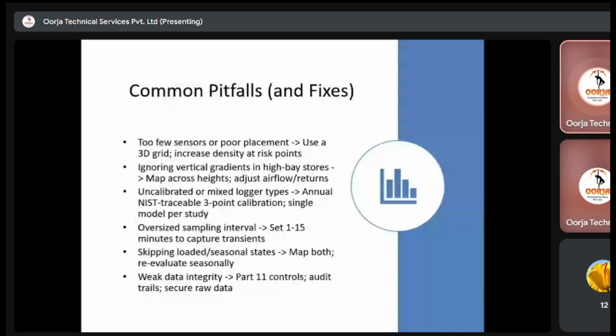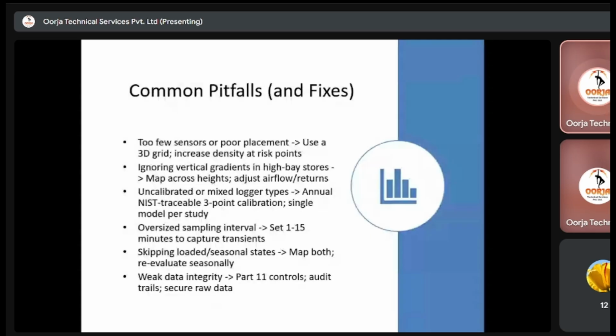Additionally, one more challenge we face during mapping is that we place the data logger at the area, and during the routine operation that logger drops down from the position, or due to some other reasons, that data logger is not available at that place. So it directly impacts the data for the mapping.